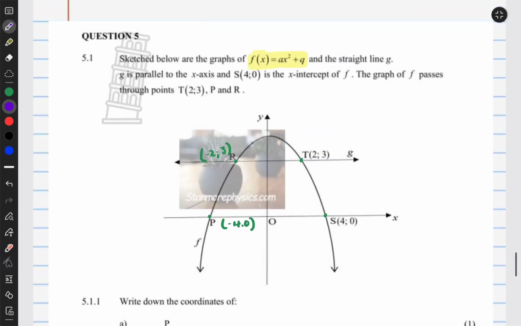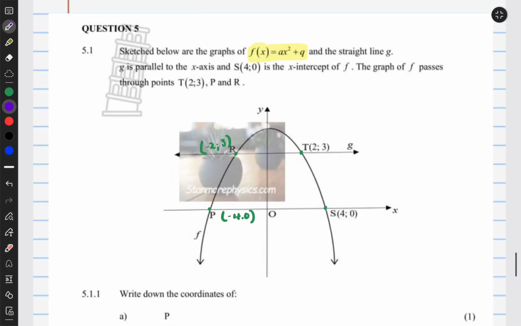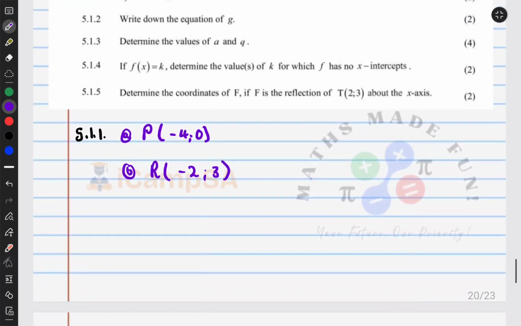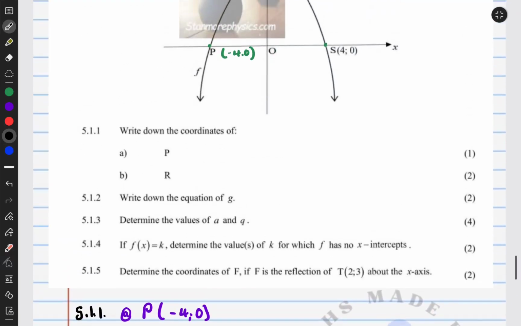Okay. And then next, we are asked to write the equation of G. G is what? G is a straight line. It's just a straight line that cuts the y-axis at 3. So the equation of G is simply going to be, it doesn't have a gradient. G at x is equal to 3. Essentially, the proper way is just to write it as y is equal to 3.